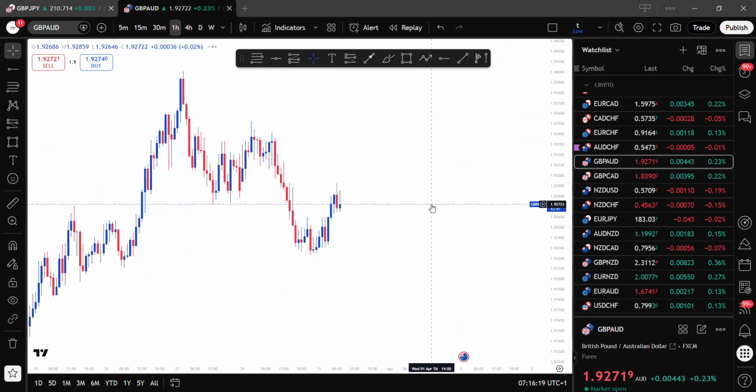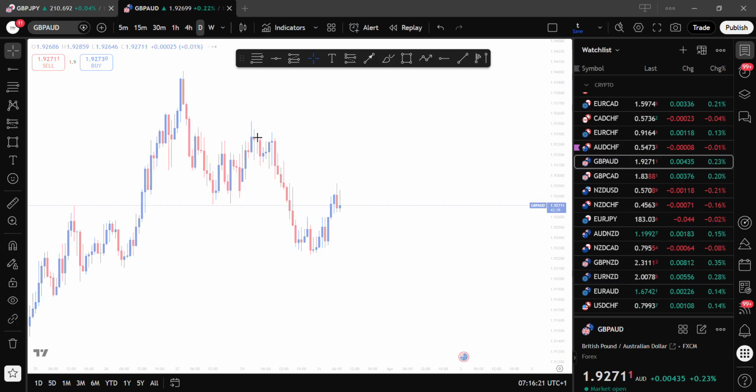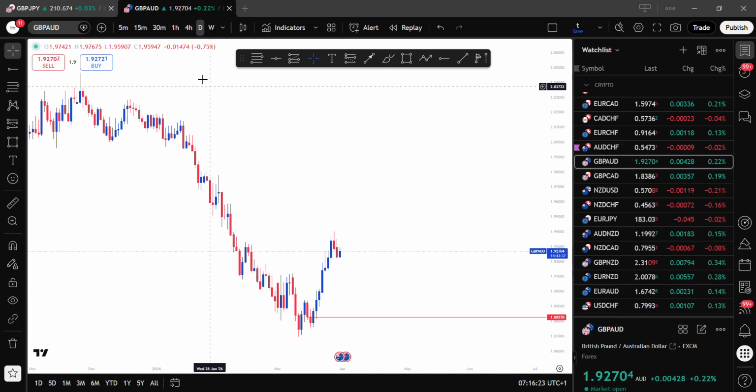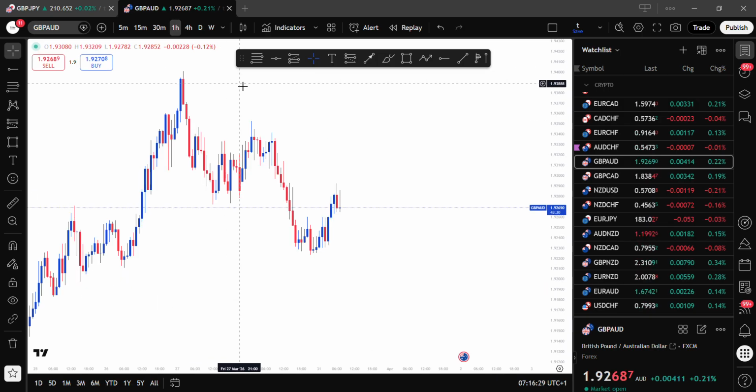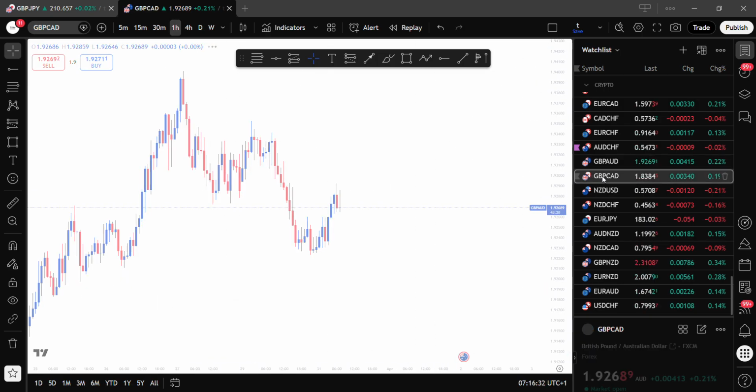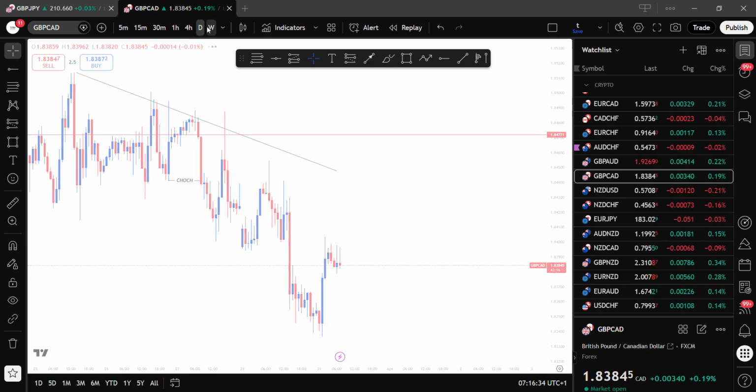On GBP AUD, if you check the daily time frame, you can see buys are happening. On the 4 hours time frame, more buys are still happening. And if you check the 1 hour time frame, you can see more buys happening there. On GBP CAD, check the daily time frame.